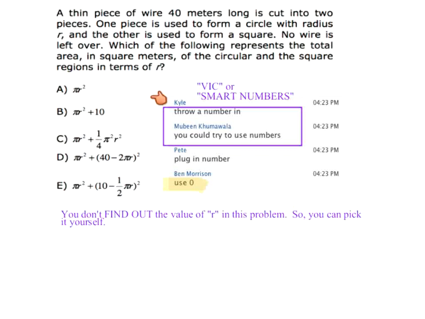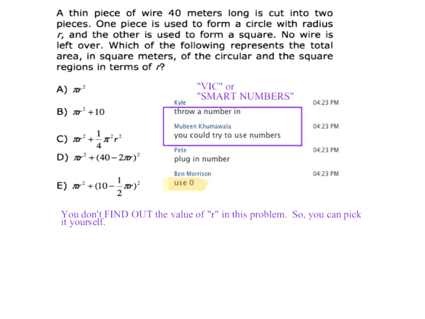Like if R was 2 meters, then you'd have to use 4 pi meters to make the circle, and then you would have 40 minus 4 pi left over to make the square. So you're going to have some ugliness. But if R is 0, you don't have that ugliness.